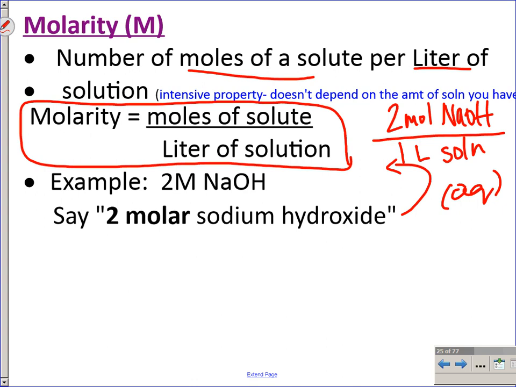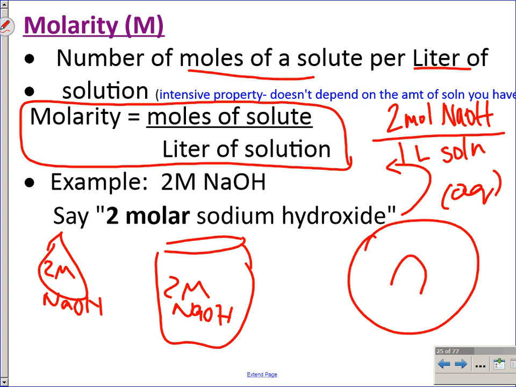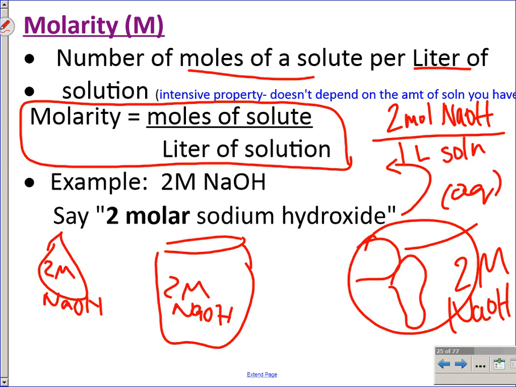So basically you're interested in molar, and what does molar mean? Now, the intensive property up here says it doesn't depend on the amount of solution you have. So I can have 1 droplet of 2 molar sodium hydroxide, a beaker full of 2 molar sodium hydroxide, or I can have an ocean full. Doesn't matter how much I have, it's a ratio.